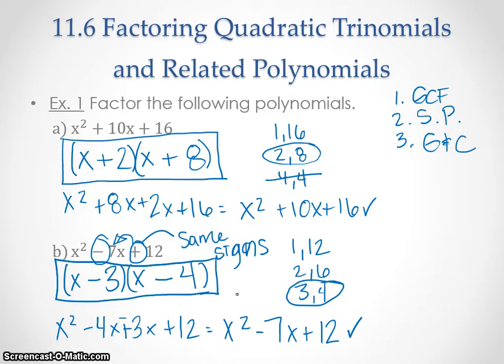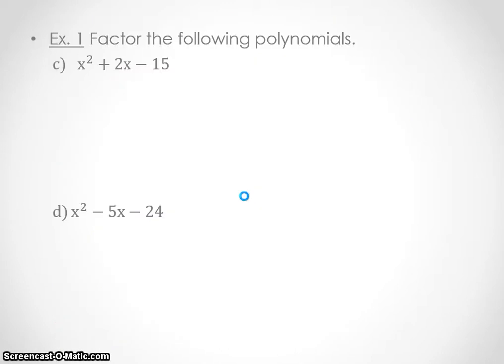All right, so let's take a look at the next examples here. Still example 1, we have parts C and D, so we're still factoring here. So let me write down our order that we do them in. First is GCF, 2 is special products, and 3 is guess and check.